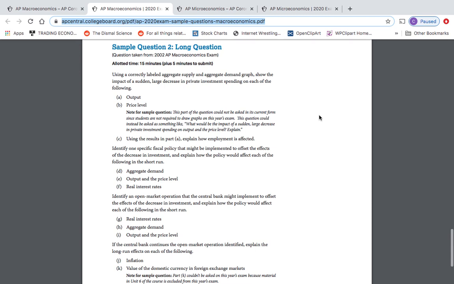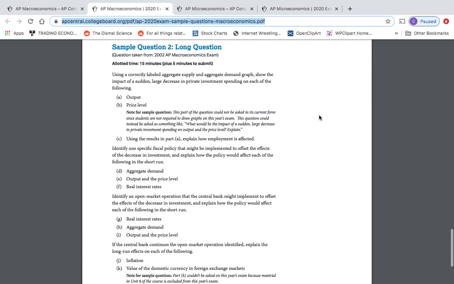So B, what happens to the price level? Well, when aggregate demand shifts to the left, your new equilibrium point should have a lower price level. That's it. And then C, based on the change in output, what happens to employment? Be careful with these types of questions, not because they're hard, but because sometimes they ask about employment and sometimes they ask about unemployment. So you have to make sure you go in the right direction. So based on part A, output decreases, so that means there's less employment, or an increase in unemployment. So just make sure you phrase that correctly.